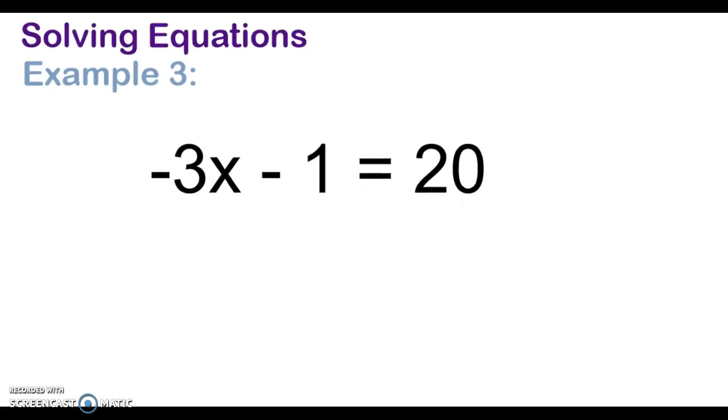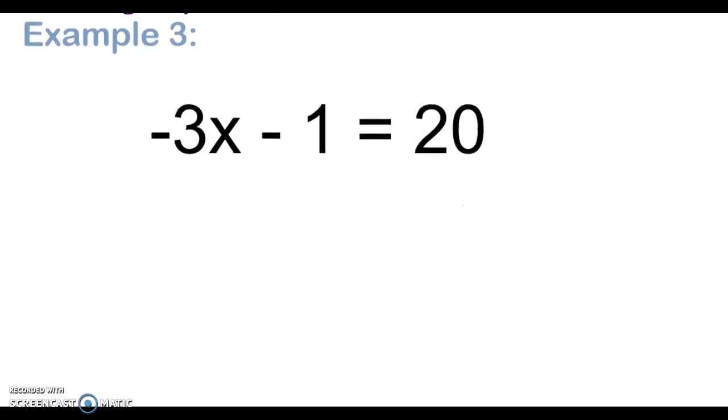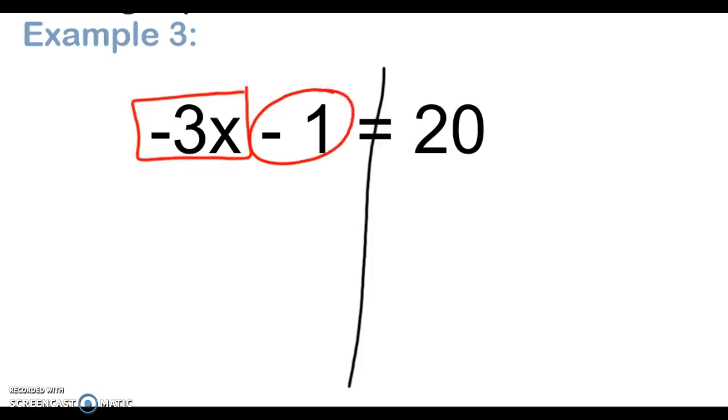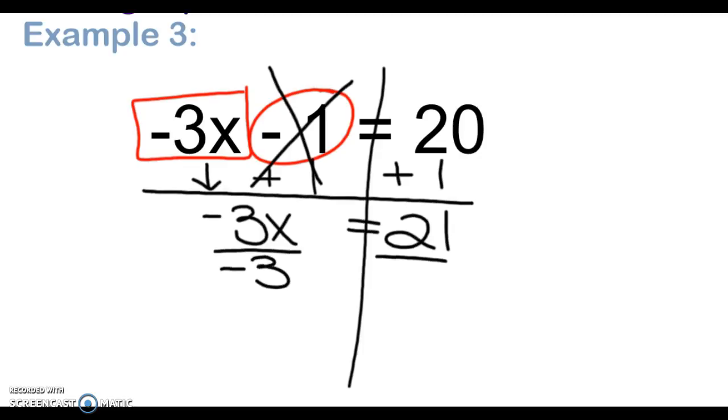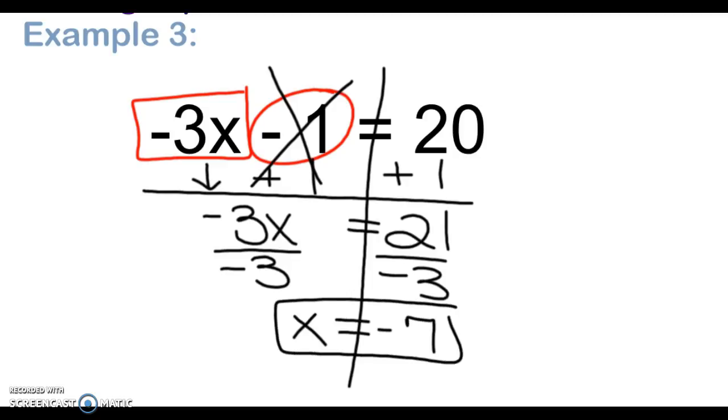Go ahead and try example 3 on your own. All right, let's see what you got. Draw my line down the middle. And we have to box our letter and circle our integer. We know we have to get rid of the circle by taking its opposite. So because it's a negative 1, I'm going to add 1 to both sides. I'm going to bring my box down, so that's negative 3x. Cancels out by the additive inverse property. 20 plus 1 is 21. Everybody's favorite step here is to divide. So you should have selected that x equals negative 7.